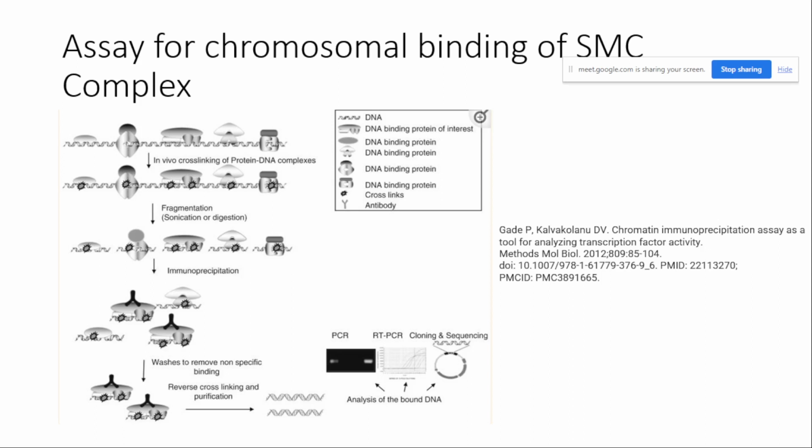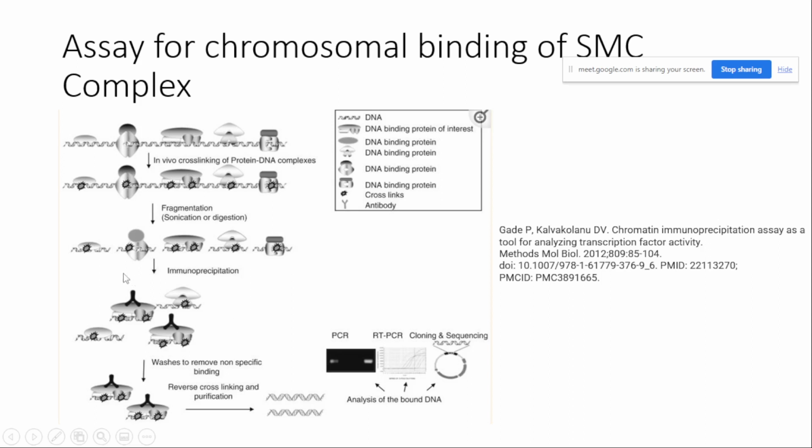Actually, what we do is incubate with beads, and the beads contain protein A. Protein A conjugated beads. Protein A has an affinity to the antibody. So if we incubate with the beads, the antibody and the protein-DNA complex will bind to the bead, but all the other protein-DNA complexes will not bind to the bead. Only these two will bind to the bead.